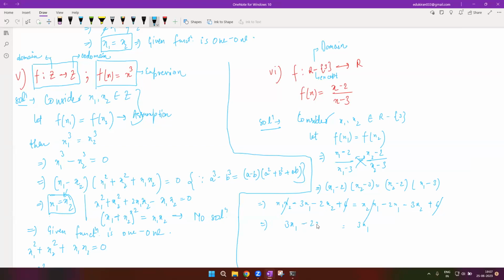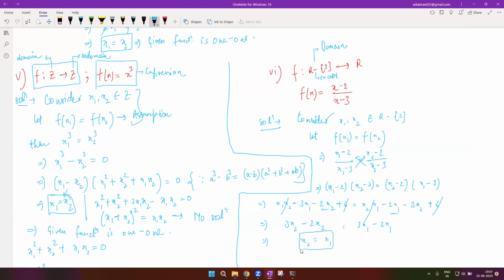Now we are left with minus 2x2. Sorry, my bad. Wait a minute. Yeah. So I'm taking minus 3x2 to the left hand side, so this becomes plus 3x2. And I'm taking minus 3x1 to the right hand side, so this becomes plus 3x1. Now we are left with this and this because we didn't change them. So this becomes x2 is equal to x1.